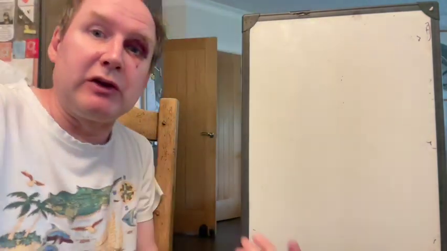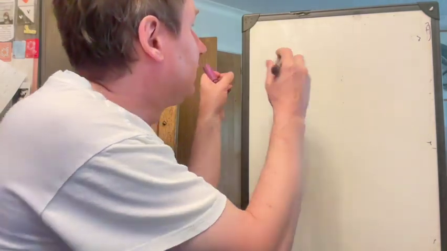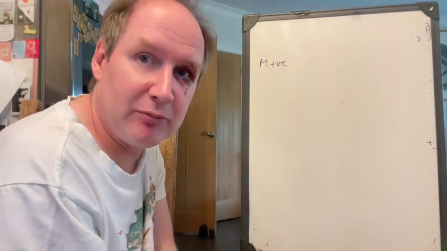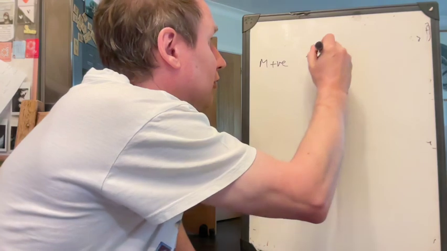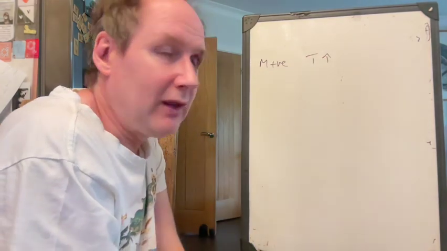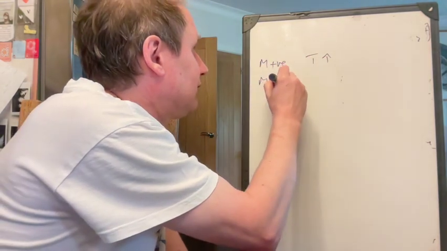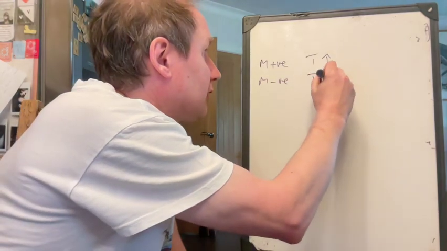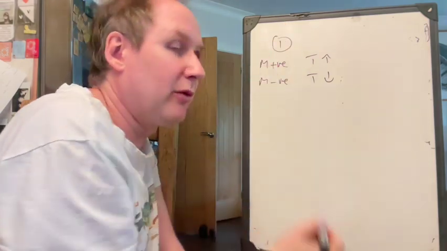We can sum up the relationship between marginals and totals in general with a simple rule, or two simple rules, in fact. The first rule is if the marginal is positive, so if it's above 0, then the total will be going up. If the marginal is negative, so it's below the x-axis, then the total will be going down. That's rule number 1.